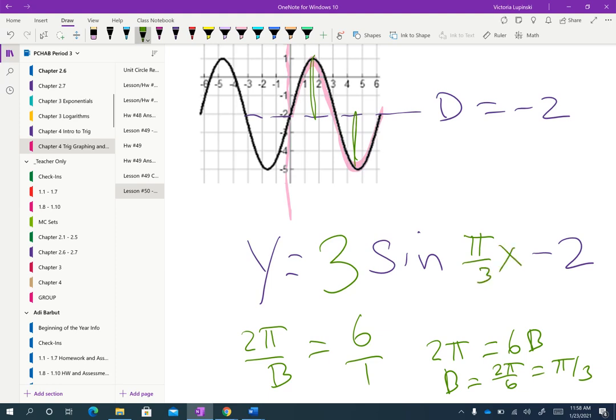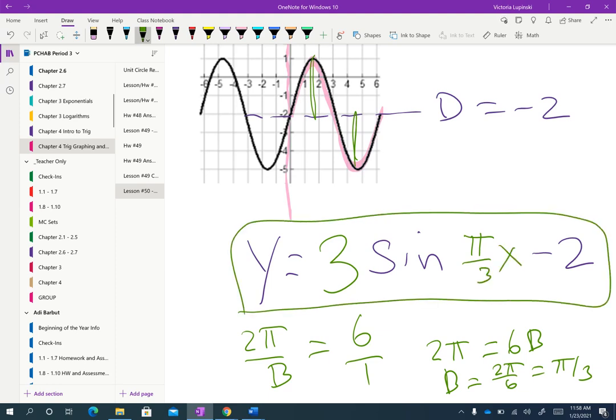So your final answer to this equation is 3 times the sine of pi over 3x and then -2. And again, feel free to put a parentheses around that pi over 3x if you would like. So that concludes lesson 50.